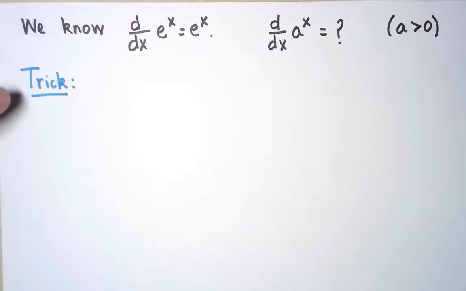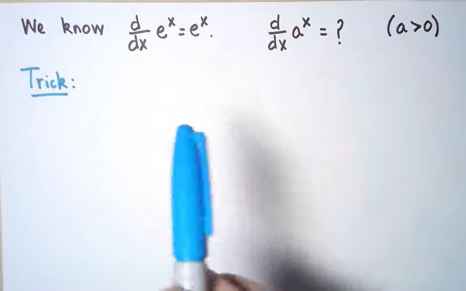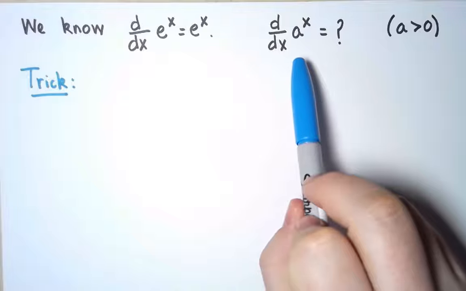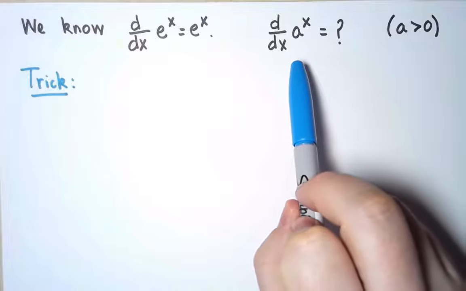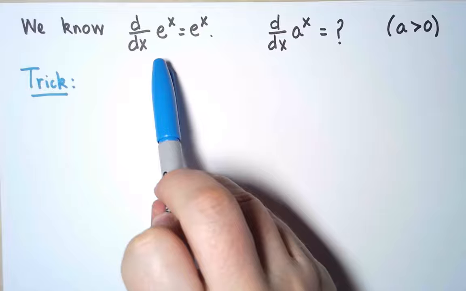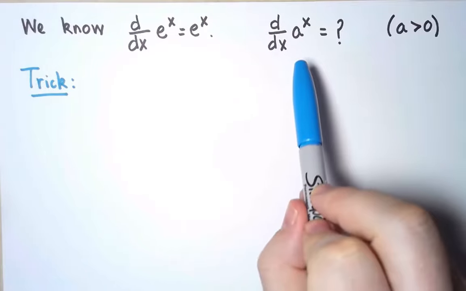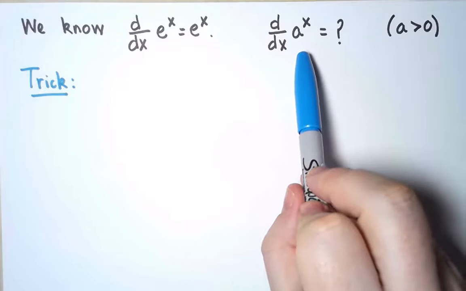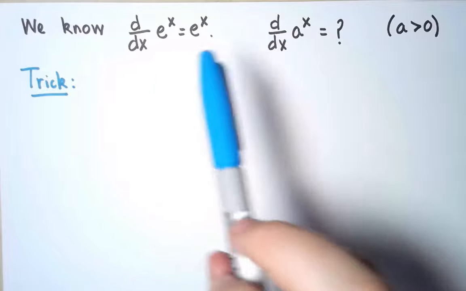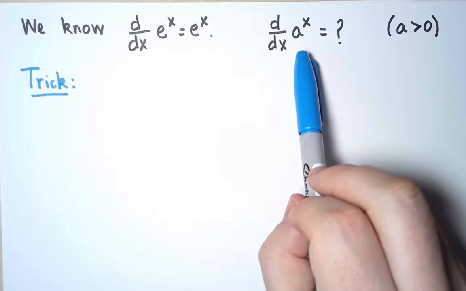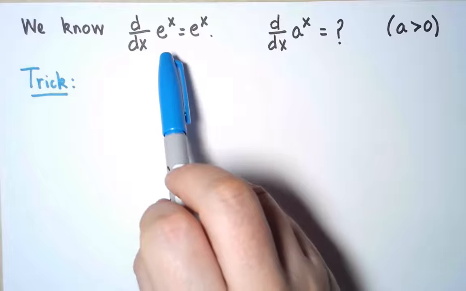I will use a trick that is very common in mathematics. I want to solve the general problem for all values of a. I already know the answer for one value, for e. I'm going to try to write the general case for all a in terms of the one case I can solve. So write a to the x in terms of e to the x.